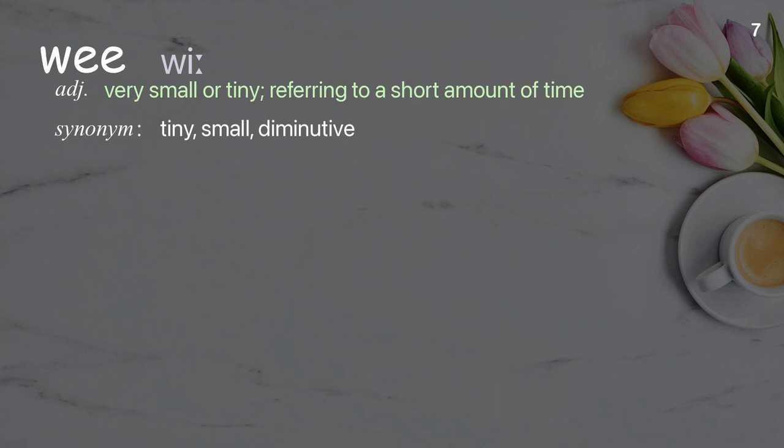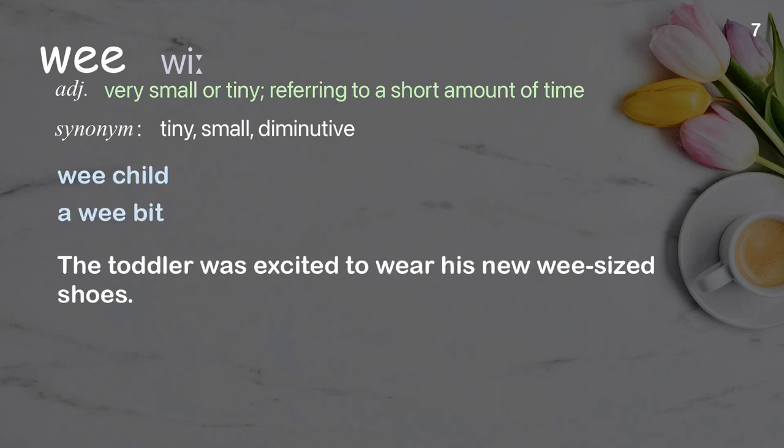Wee. Very small or tiny, referring to a short amount of time. Examples: wee child, a wee bit. The toddler was excited to wear his new wee-sized shoes.